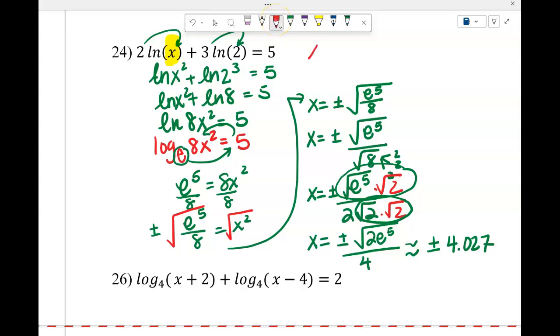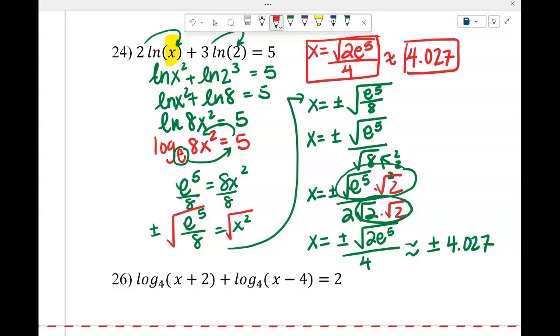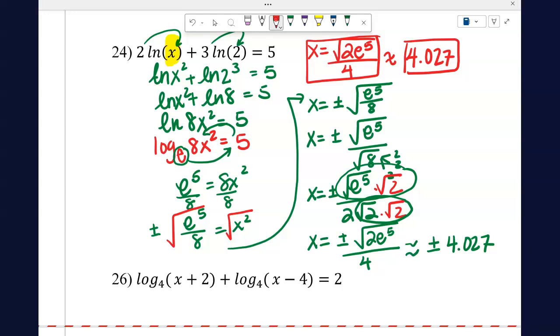So your two answers, the exact form is positive square root of 2 times e to the 5th divided by 4. Let's box that up. And then your decimal approximation is positive only 4.027. So these are your two answers. Exact means no decimal, and then we have to use a calculator to do that.